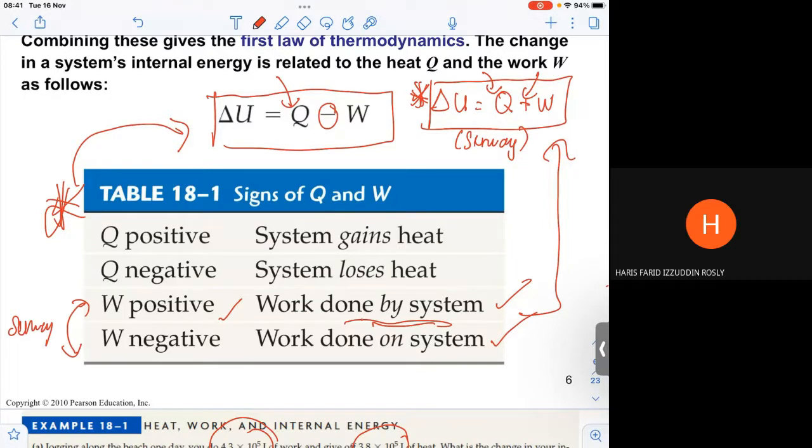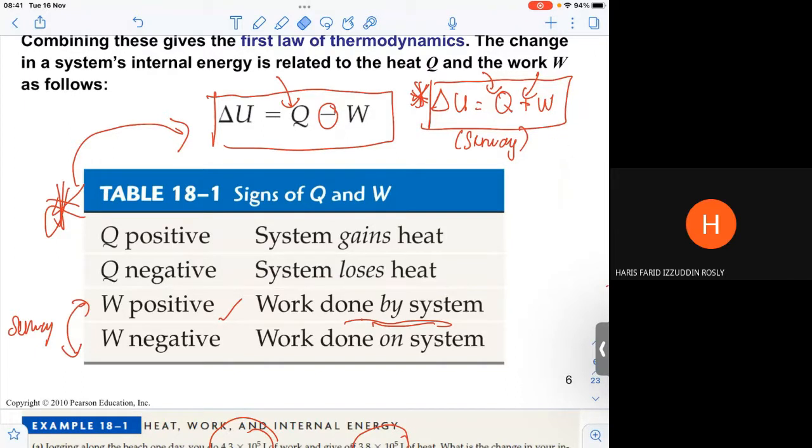If you do the work, W becomes negative because it is reciprocal, or reversed, compared to my slide notes. Alright, so that means W will become negative for the by system. Okay, if work is done by the system, W becomes negative.